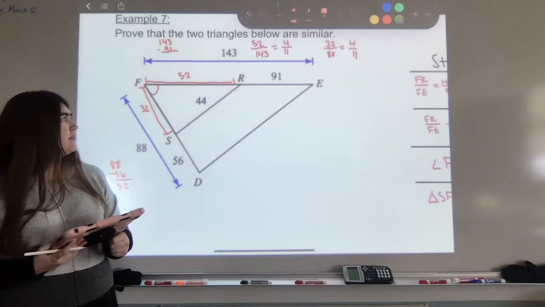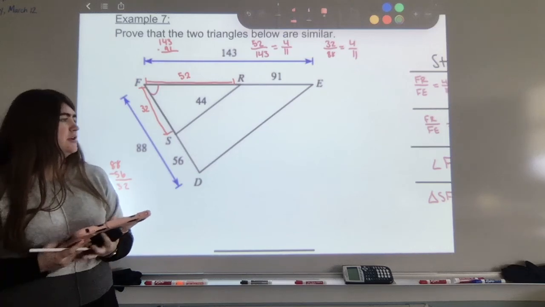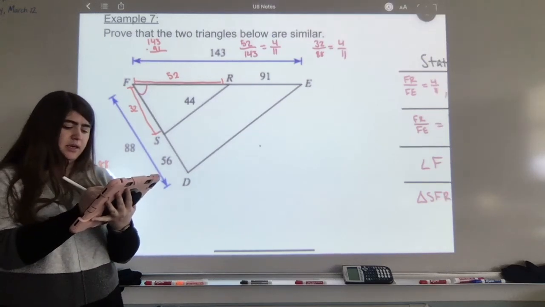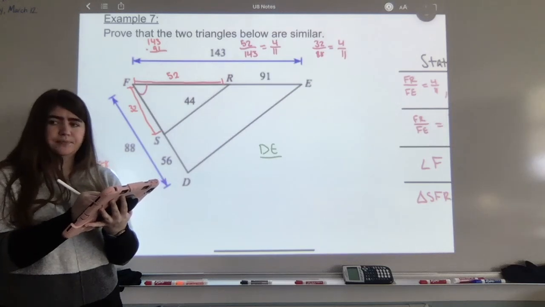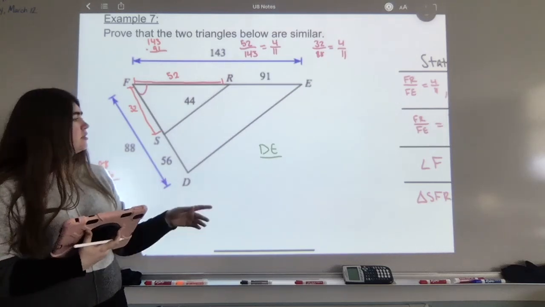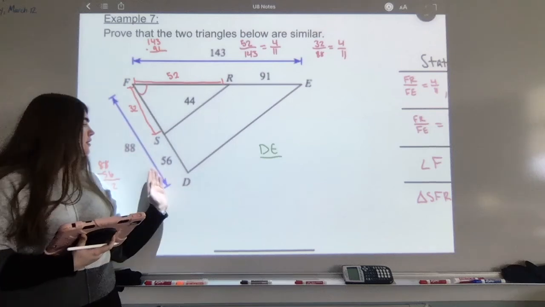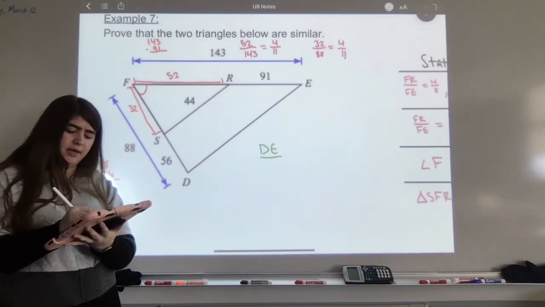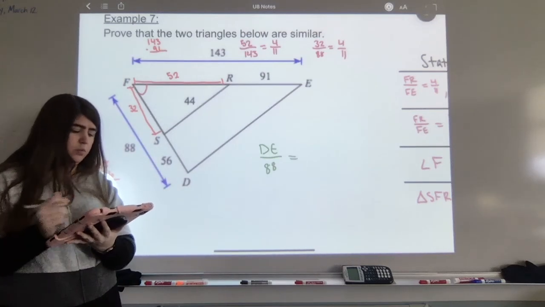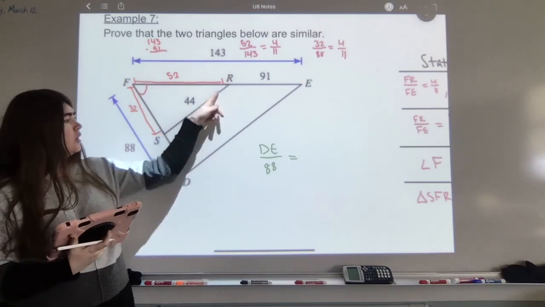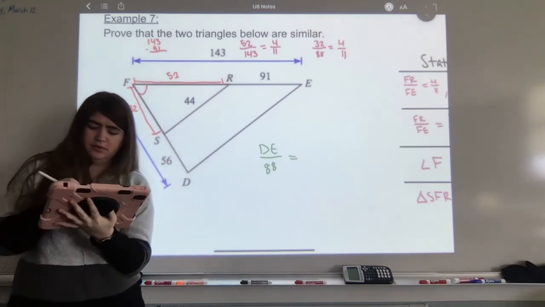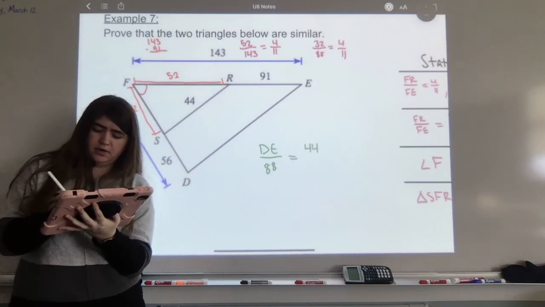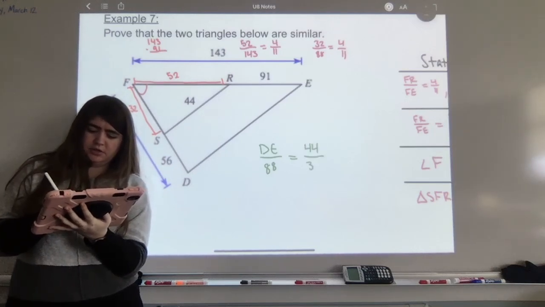So I have a number of options here. I have DE as our missing side, and I'm going to set that to, let's do this side, DE to 88 is equal to 44 to 32. So I have 44 on top and 32 on the bottom.